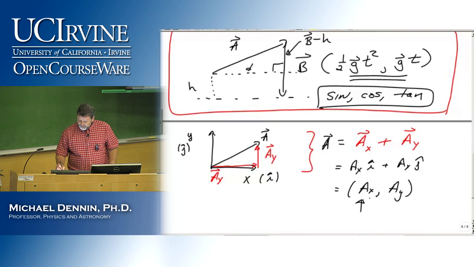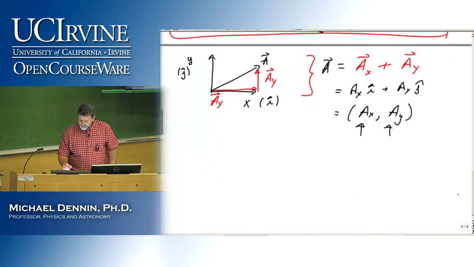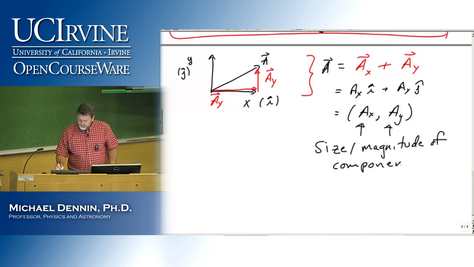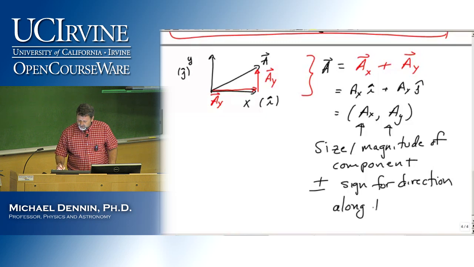And these numbers here give us the size or magnitude of the component. And also, by convention, they have the plus or minus sign for the direction along the axis.